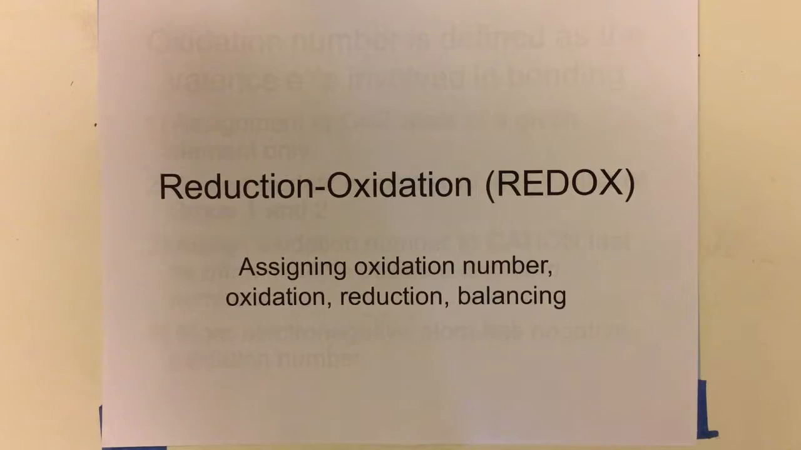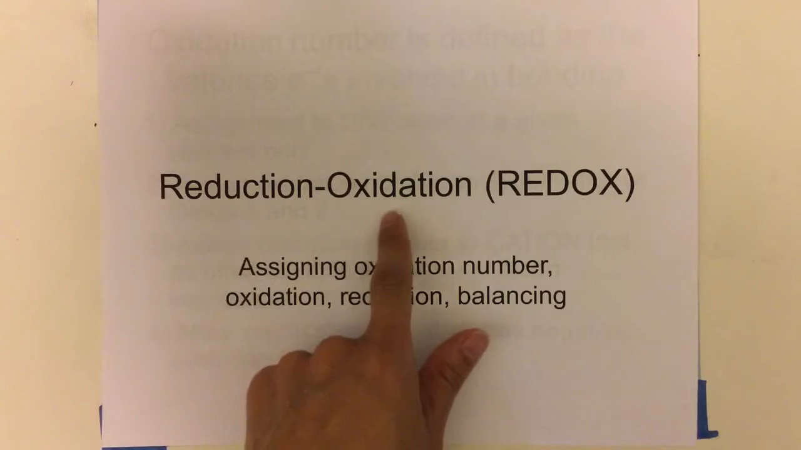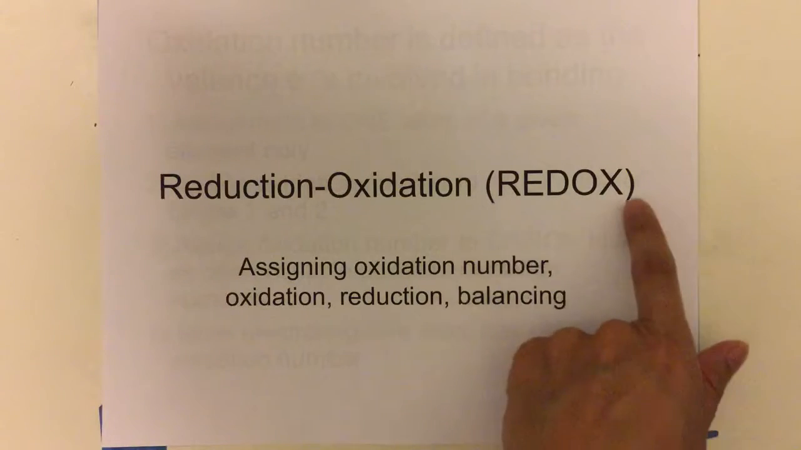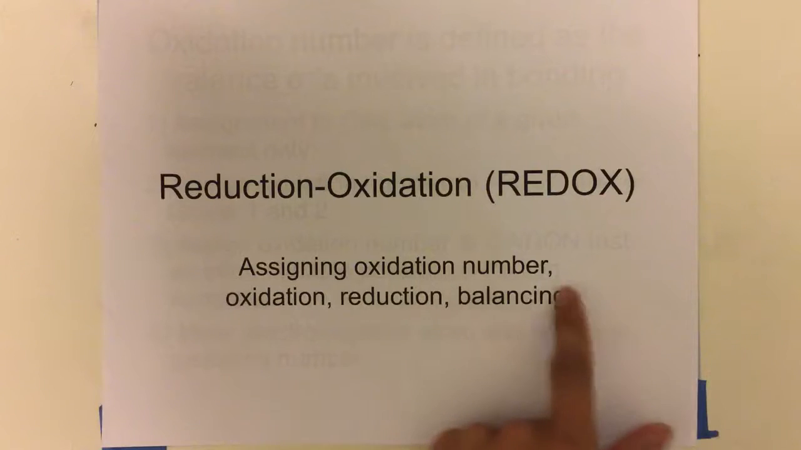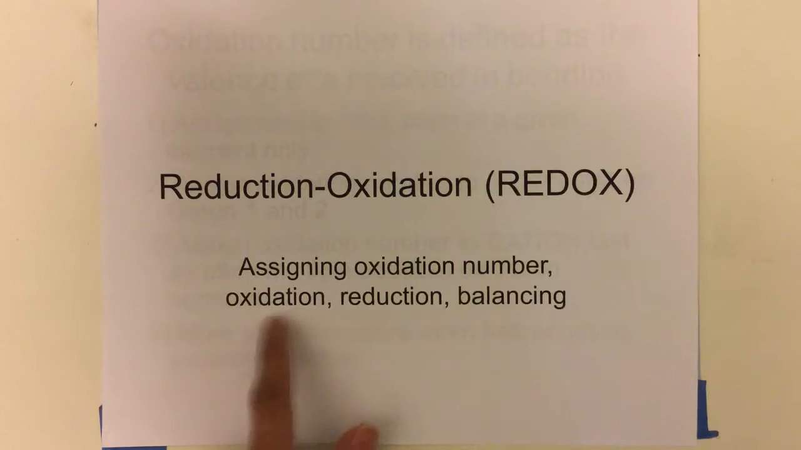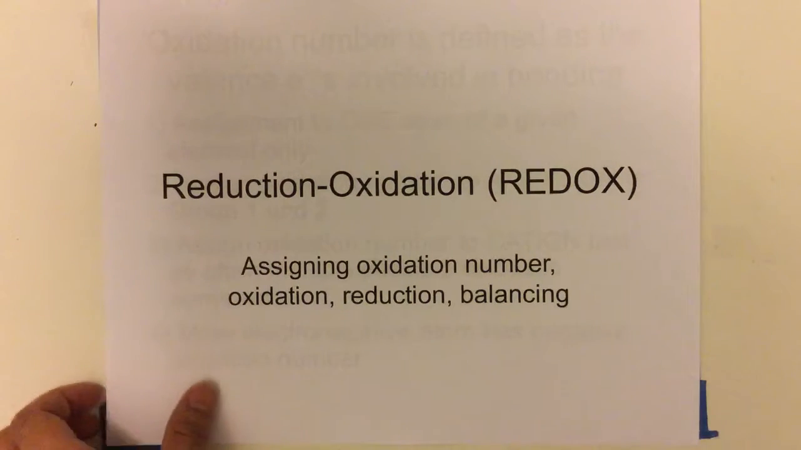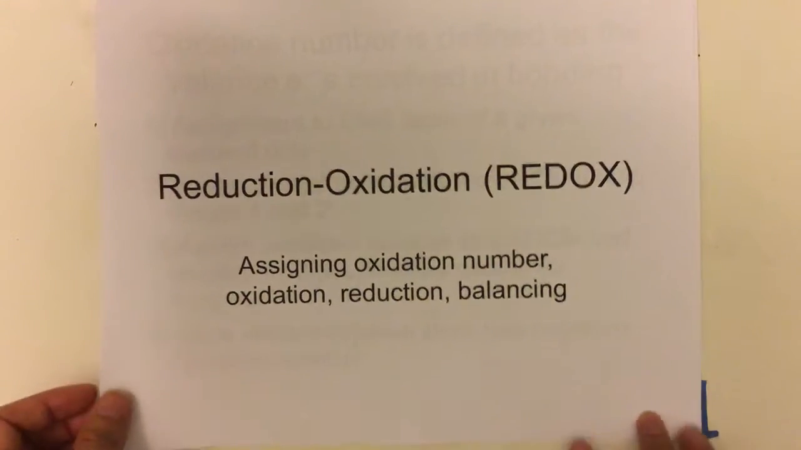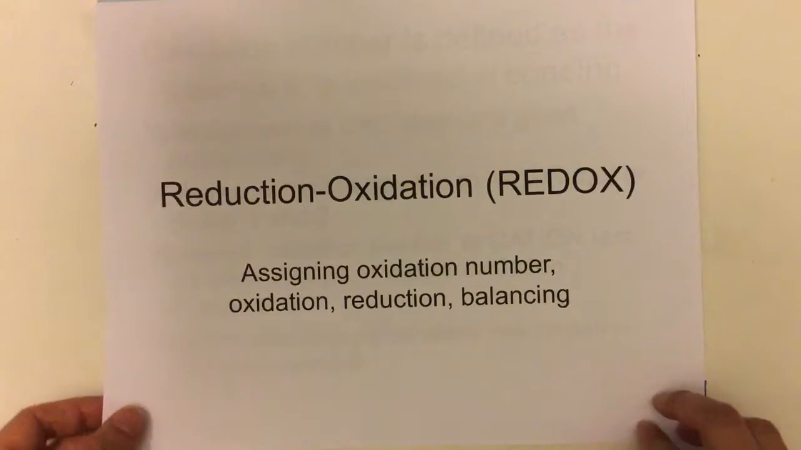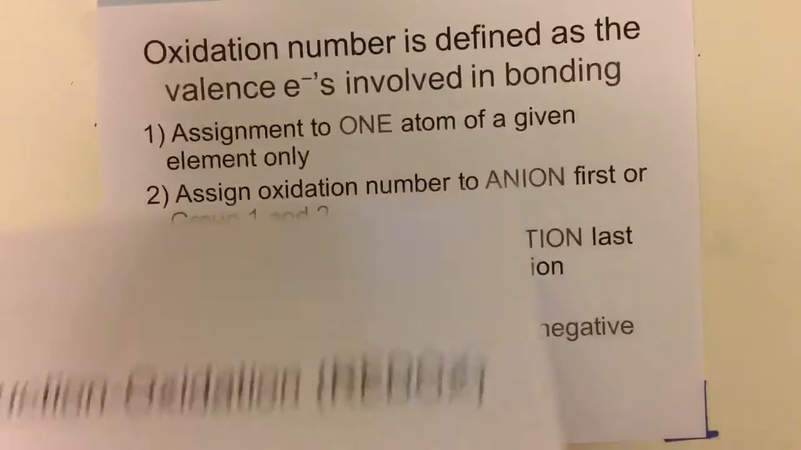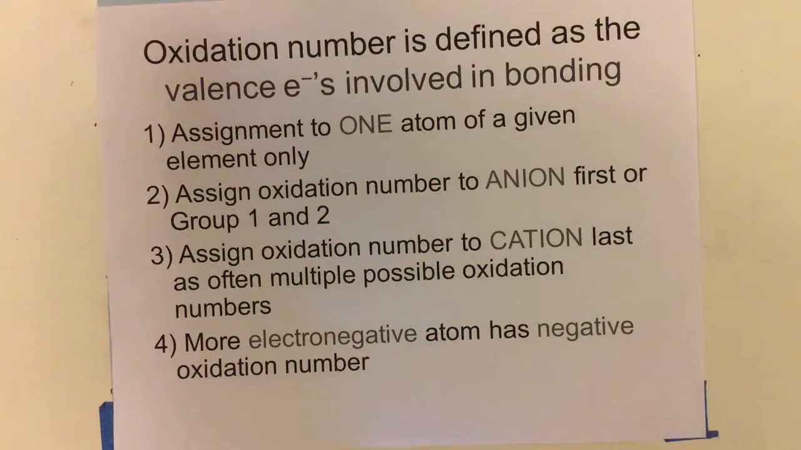Today's video is on reduction and oxidation, or redox put together, reactions. We're assigning oxidation numbers. We're looking at oxidation half reactions and then reduction half reactions, and we're learning how to balance simpler redox reactions. Now, there are more complex redox reactions that can be balanced, but we're not going to learn it in this video. We're just learning simpler redox reactions.